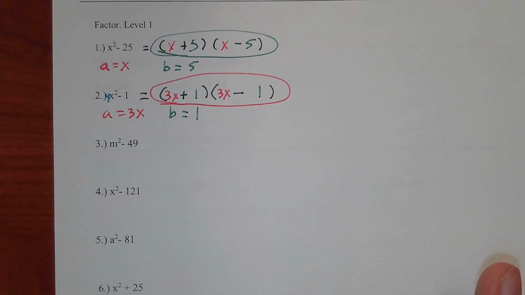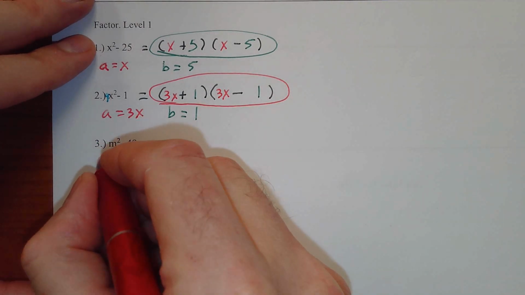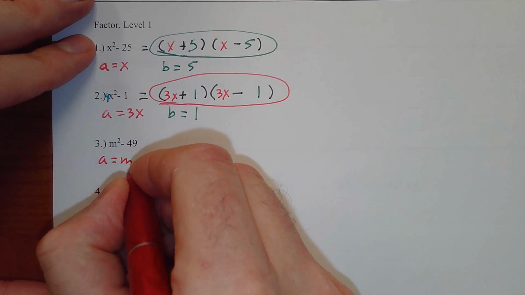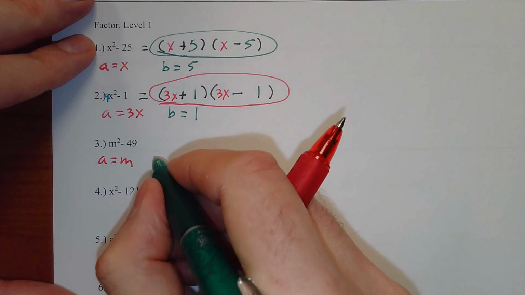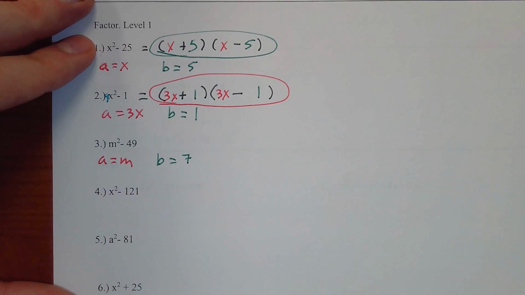Let's try problem number 3. We have m squared minus 49. So a here would be m. The square root of 49 is 7, so b would be 7. And we do have subtraction between the terms.